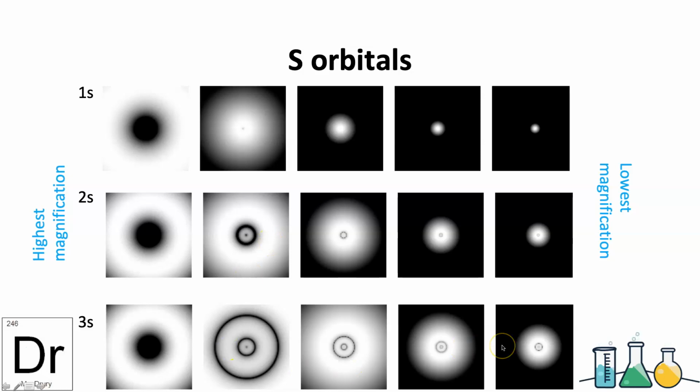And the same thing goes for 3s. It's much bigger than the 2s and the 1s. And as you zoom in, you see it can't be in the nucleus. It can't be in the node between 1s and 2s. And it can't be in the node between 2s and 3s.